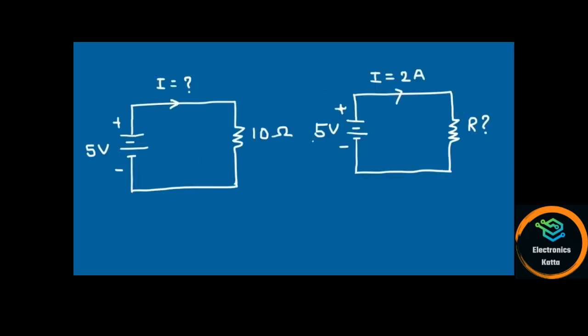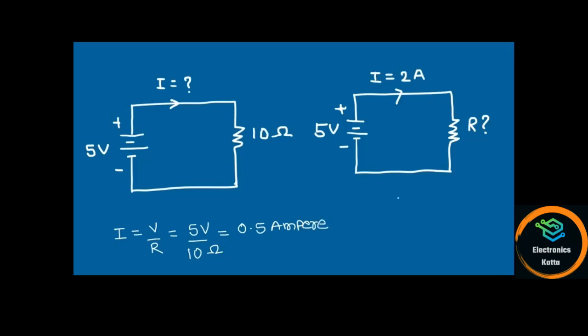Now let's take an example based on Ohm's law. In the first circuit, we have one voltage source of 5 volts which is connected to a 10 ohm resistor. We need to find the current that is flowing through this 10 ohm resistor. The current I can be given as V divided by R. Here the voltage is 5 volts and the resistance is 10 ohms. So the current flowing through this circuit is 0.5 ampere.